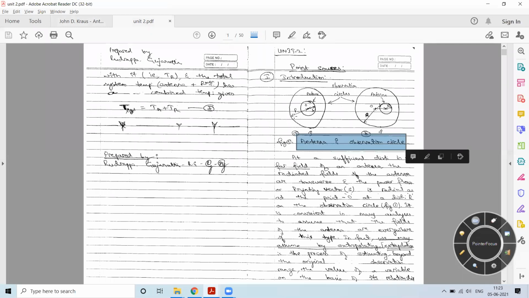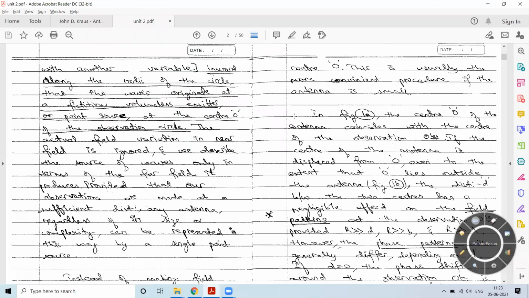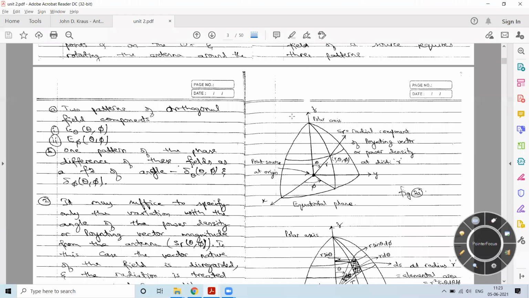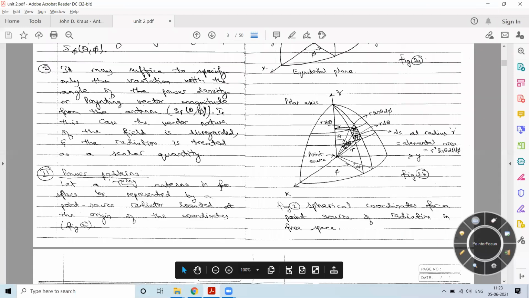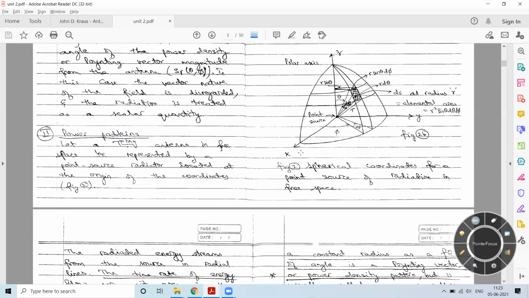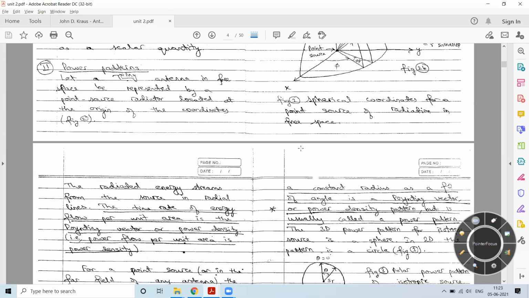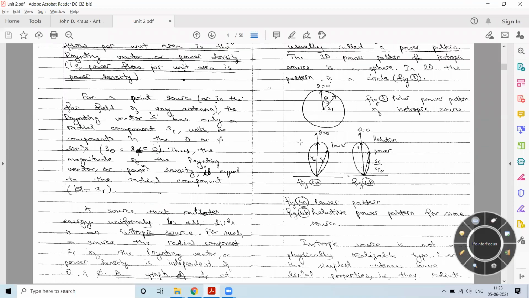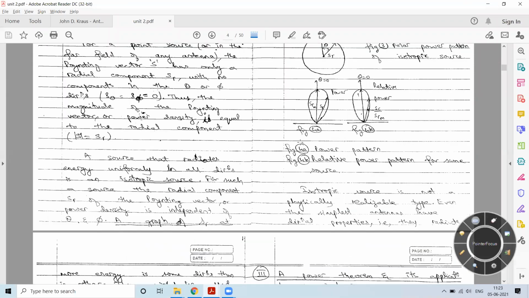Then after that, we went ahead with the discussion pertaining to radiation pattern. In that, we discussed what is meant by power pattern, what is absolute power pattern, what is relative power pattern, and what is normalized power pattern. Apart from that, we also discussed the radiation intensity and the pattern associated with radiation intensity. So these were the discussions we had in the previous session.